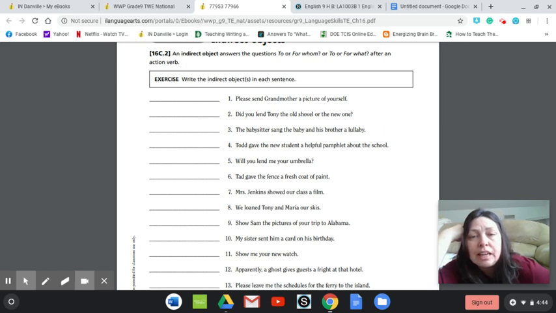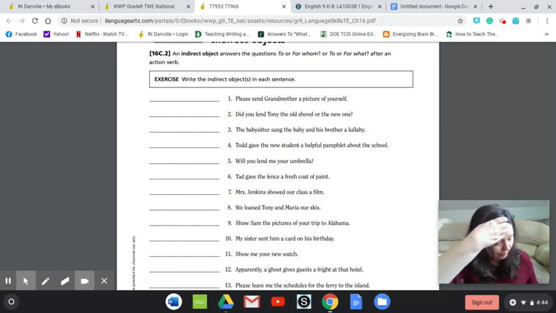The babysitter sang the baby and his brother a lullaby. So sang to whom? The baby, his brother. So you want to underline both baby and brother there.